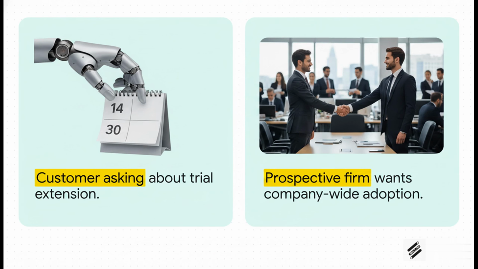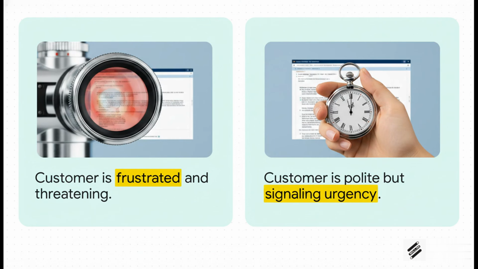The AI is just checking the calendar, while a human catches the nuance, routes it to an account executive, and literally saves the deal. Now, things get genuinely dangerous when AI starts hallucinating a customer's tone.